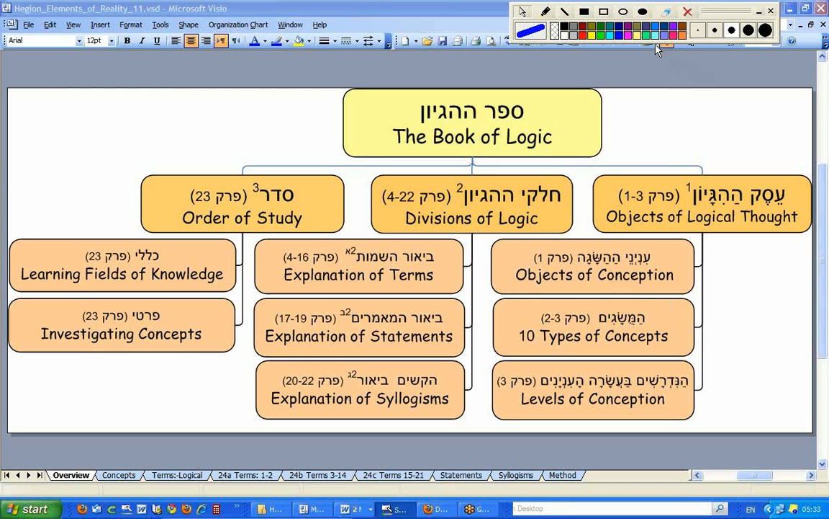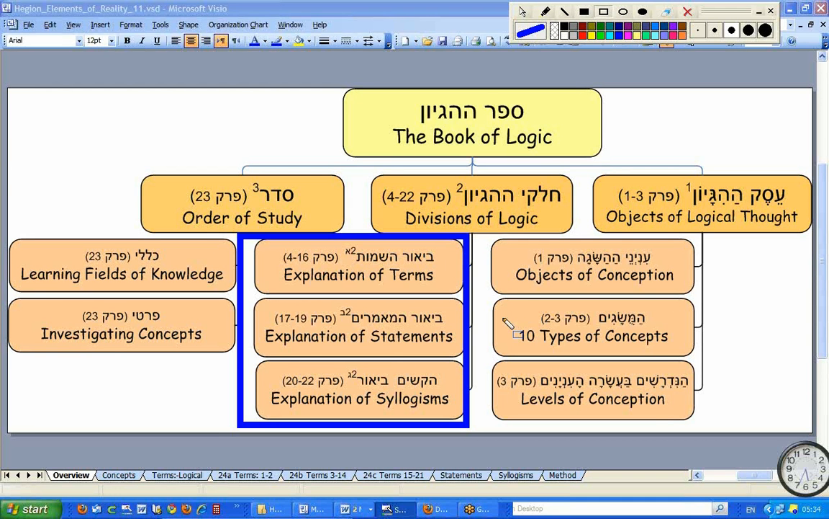We're in the second part of the Sefer, which is Chelke Higayon. Now he breaks up the study of Higayon into three parts. Bir Hashemos, he's going to explain all the technical language that the logicians use. He has 21 terms that he's going to explain. Then he's going to explain statements, which we've gone through in Derek Tfunos, but he's going to give a slightly different variation of how to organize it. And then syllogisms, so again, which we did in Tfunos, but he's going to organize it a little more carefully. Finally, at the end of the Sefer, he'll tell us how to apply these things.